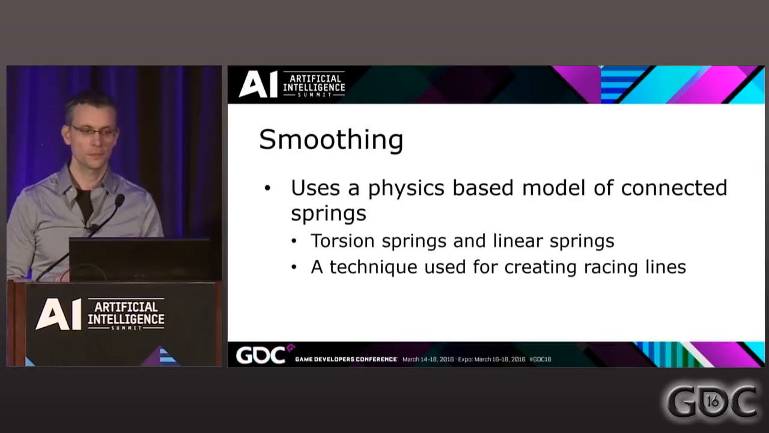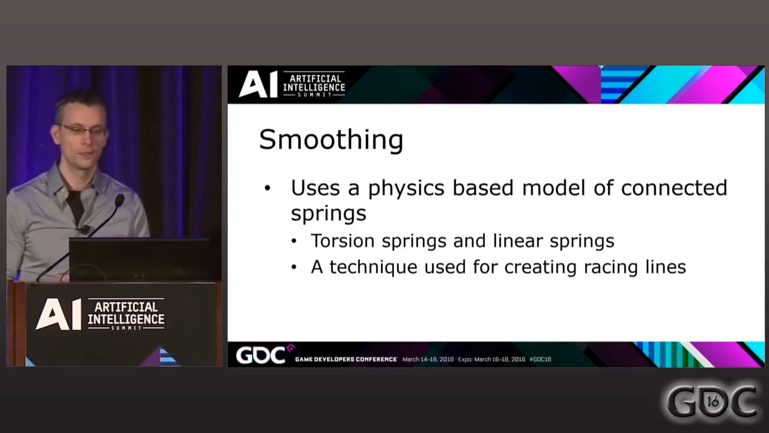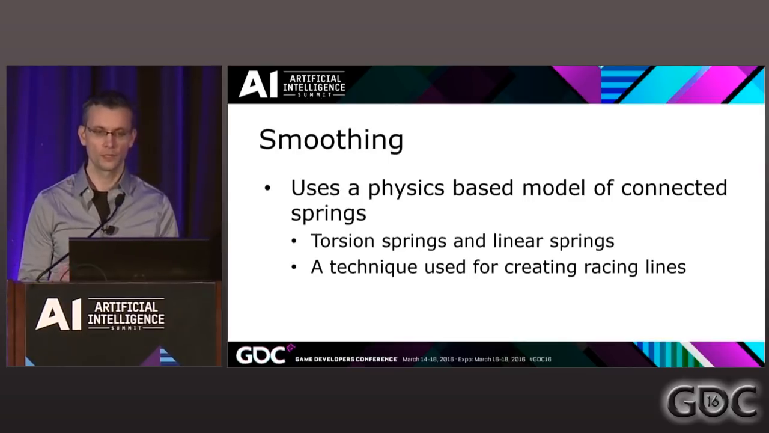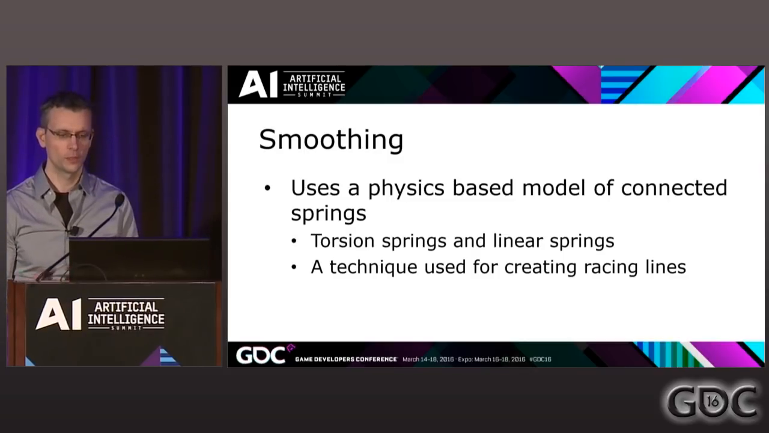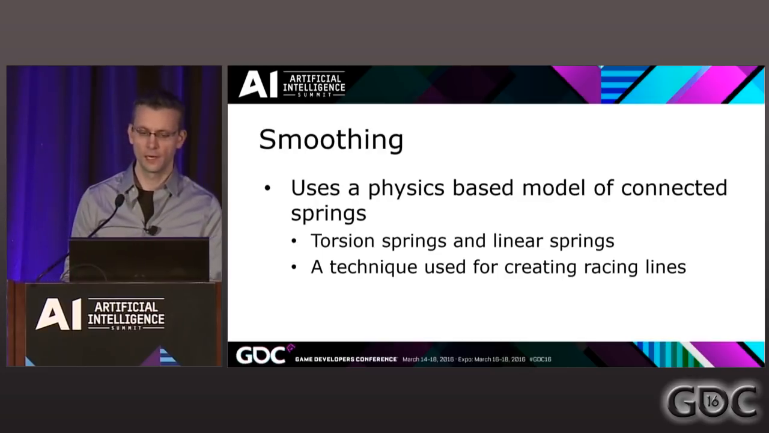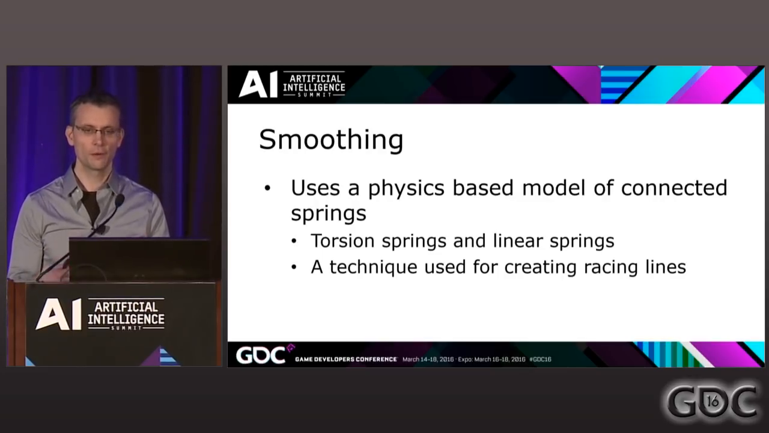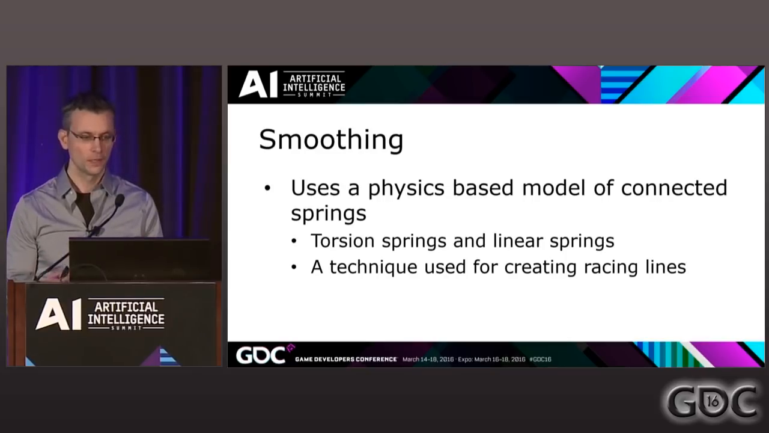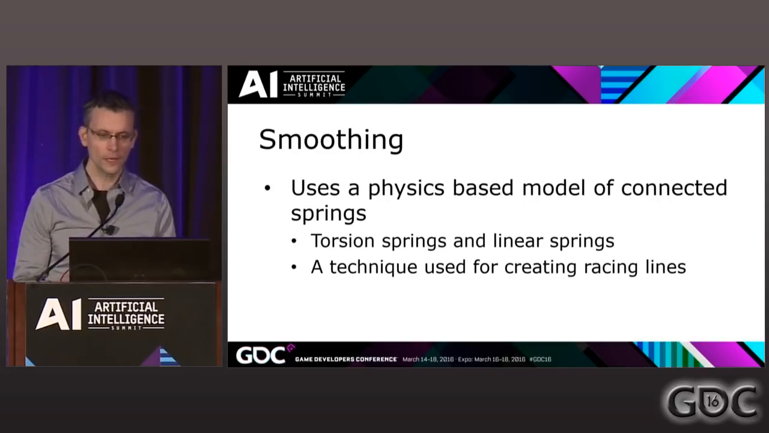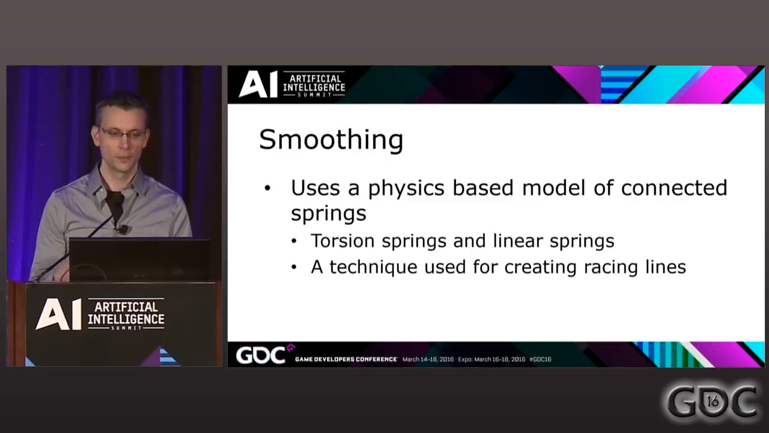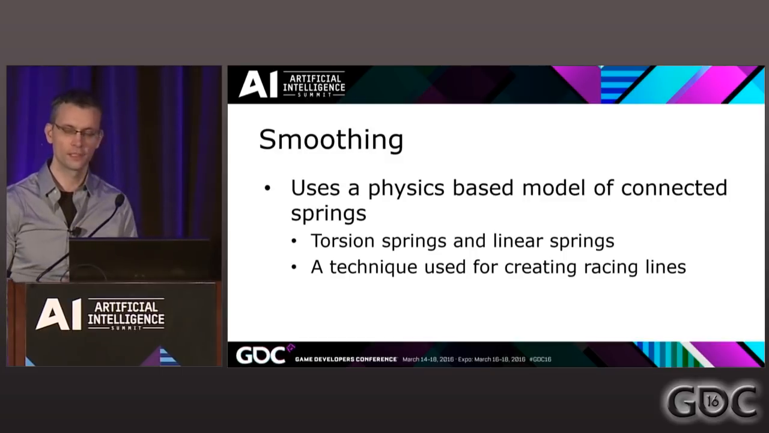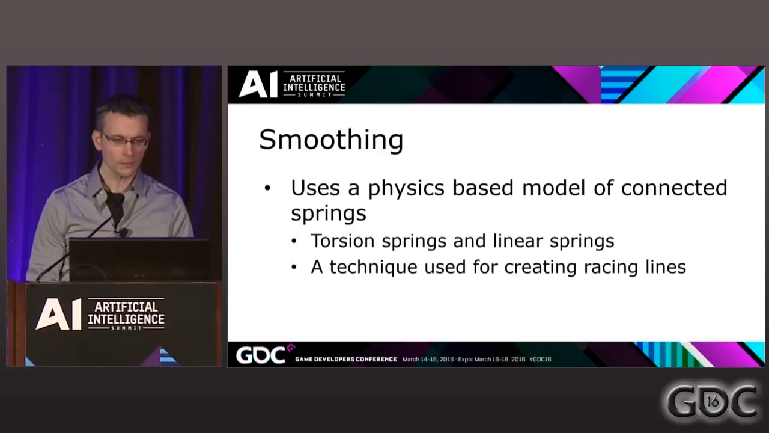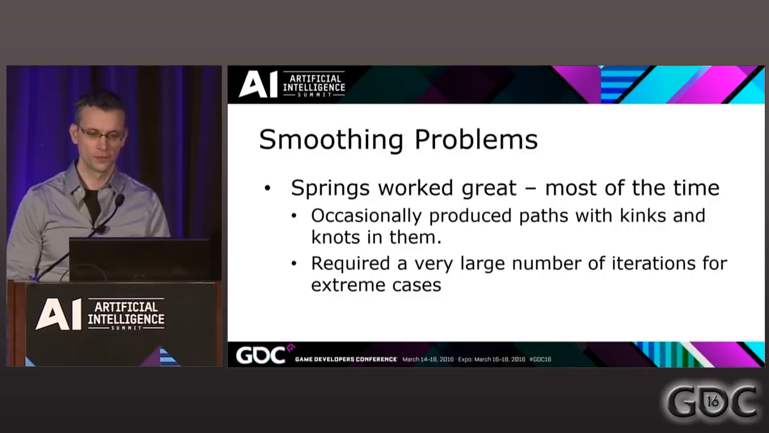So we started smoothing the path using a physics-based model. What we had was a collection of springs, torsion springs to even out the path, and linear springs to make sure that the path didn't lose its shape. And then we would iterate over these springs as we simulated them, and where the springs came to rest, that would be our smooth path. Some of you may already be familiar with this technique. It's been used for creating racing lines in racing games. And this worked great for us most of the time.